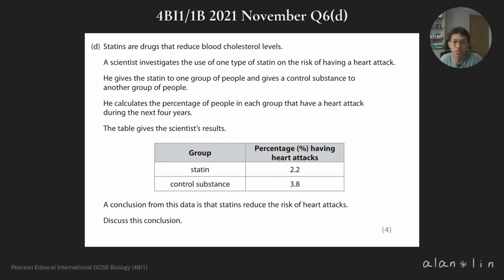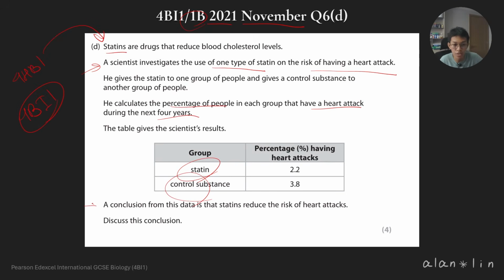And this question is exactly that kind of question. This question is from 2021 November, from paper 1, and it's a question about statins. Now, if you do 4HB1, you do know what statins are. But if you do only 4BI1 biology, you do not know what statins are. So this is going to be a very novel context question. Reading the question, it's about an investigation of one type of statin on the risk of having a heart attack. They use two groups of people, one taking a control, one taking the statin, and they calculate the percentage of people that get a heart attack over 4 years.